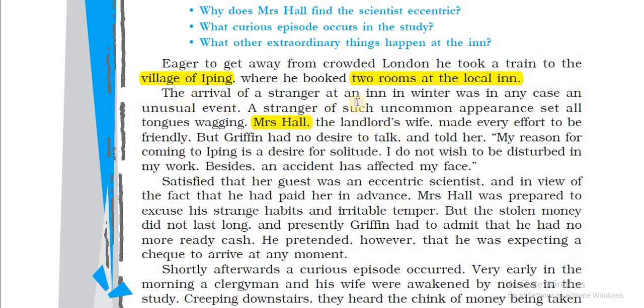So the arrival of a stranger at an inn in the winter was in any case an unusual event. A stranger of such uncommon appearance set all the tongues wagging. Mrs. Hall, the landlord's wife, made every effort to be friendly, but Griffin had no desire to talk, and told her, "My reason for coming to Ipin is a desire for solitude. I do not wish to be disturbed in my work. Besides, an accident has affected my face."